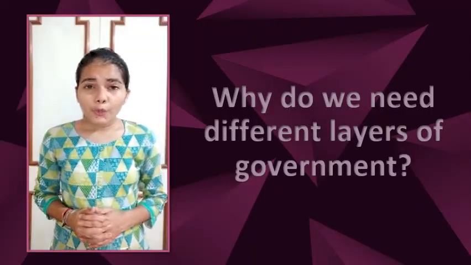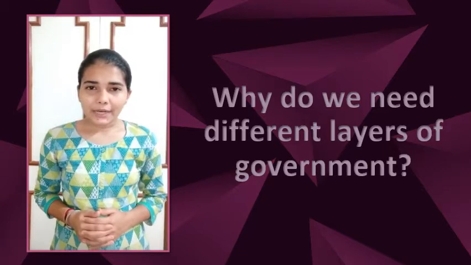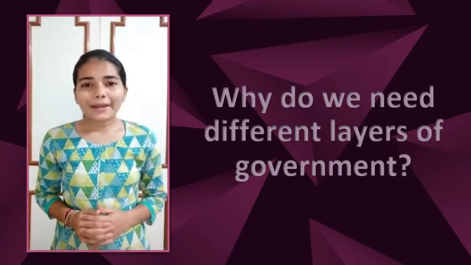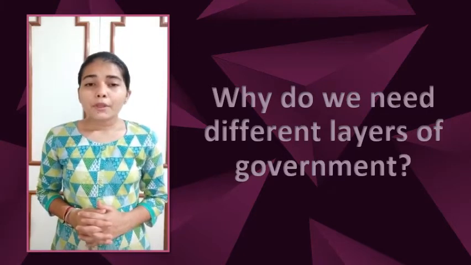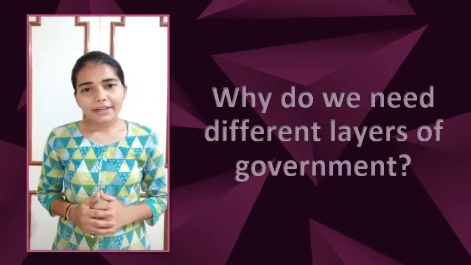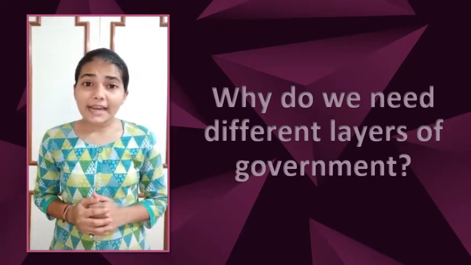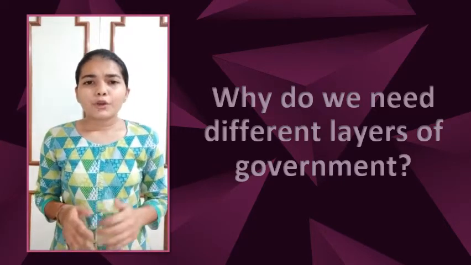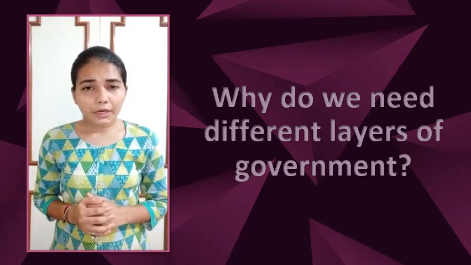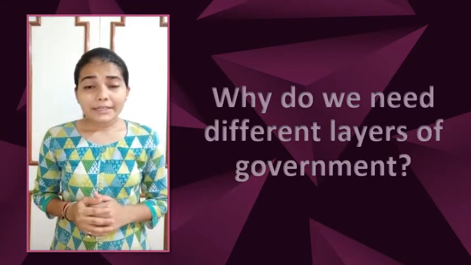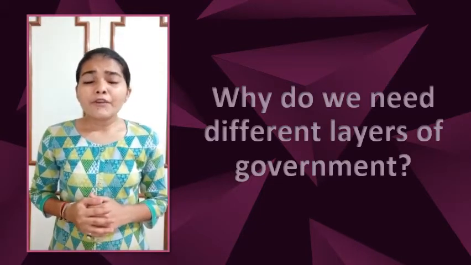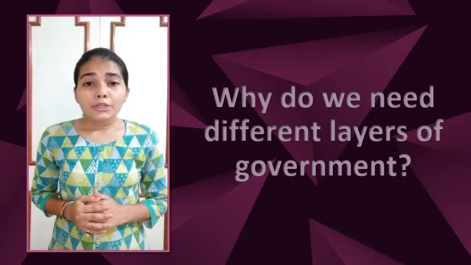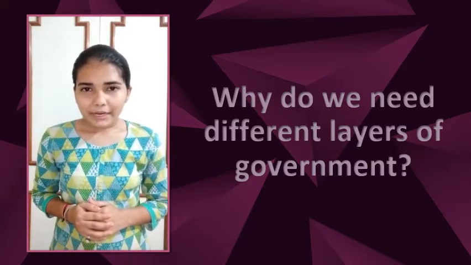We all know that India is a big country. It is not possible to manage this big country with only one layer of government. For that, India is divided into 28 states and 9 union territories. For the smooth functioning of the country, the government is also divided into different layers. We need various levels of government so that we can manage this big country.